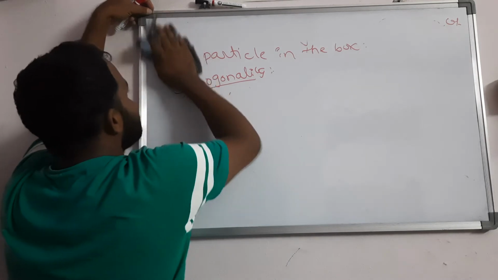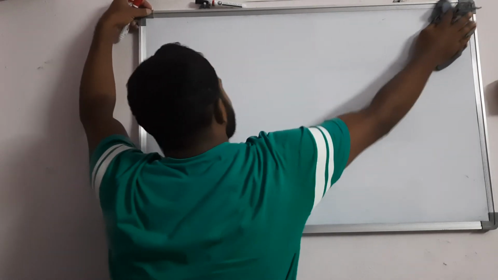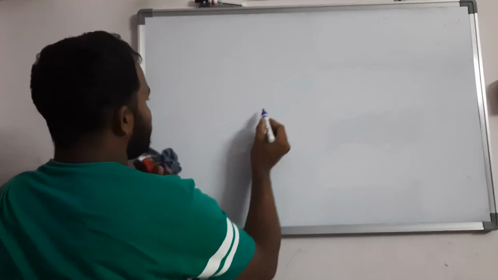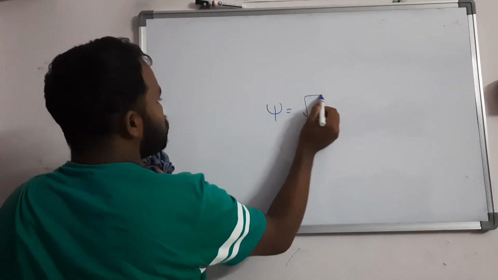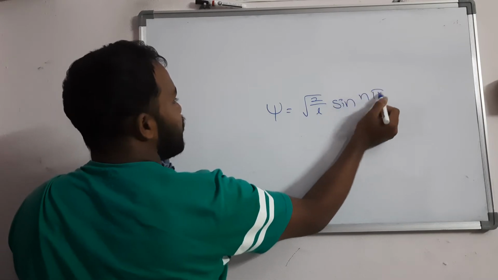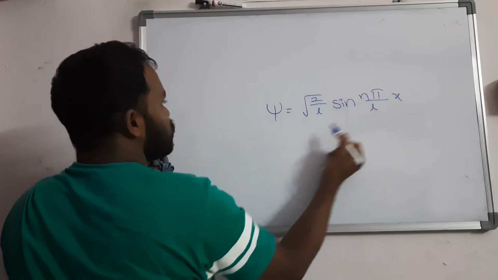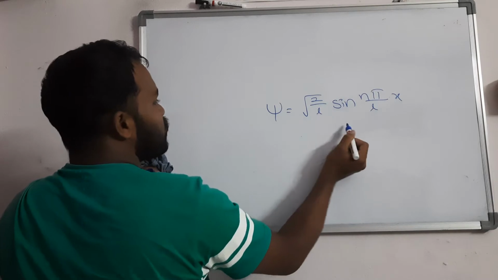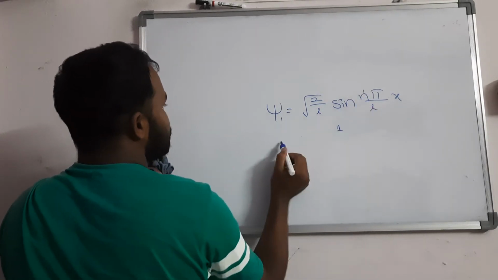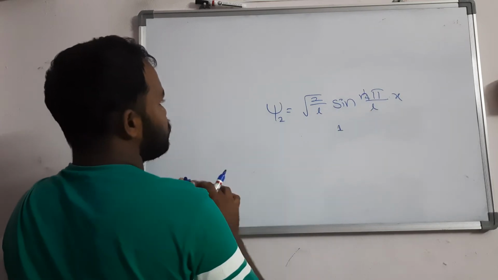Next, what is psi1? Generally, psi is equal to root 2 by L sin of n pi by L into x. Here for psi1, n is 1, and for psi2, n is 2.